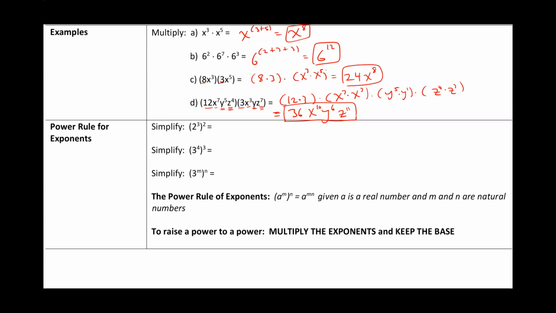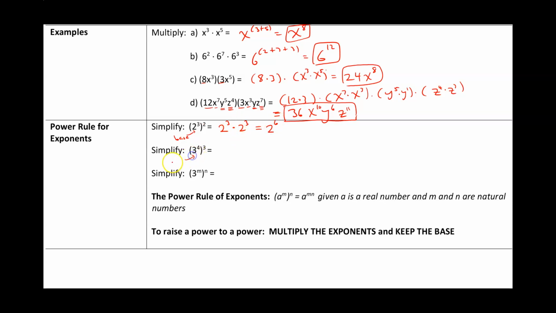So that is the product rule for exponents. Now the power rule. Let's say we have 2 cubed to the 2nd power. What this tells us is we have 2 cubed times 2 cubed. So our base, which is 2 cubed, gets multiplied by itself 2 times. And by the product rule, we keep the base and add the powers, so that's 2 to the 6th.